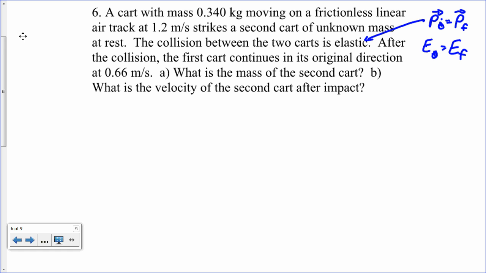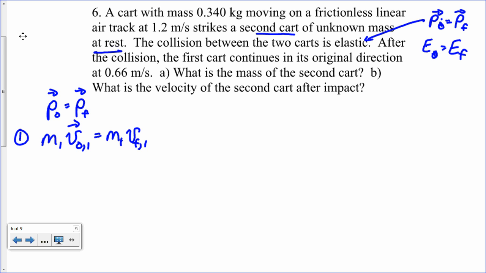All right, so I have two unknowns here. I don't know the mass of the second cart or the final velocity of the second cart. So I'm going to need two equations. I can create them by looking at the momentum, that is P naught equals P final, and then also the energy, E initial equals E final. All right, so equation one: P initial is just the first cart, so it's going to be M1 times V naught 1, because the second cart is at rest. I'm going to leave that out because it has zero velocity, so it doesn't contribute to the momentum. P final is going to be M1 V final 1 for the first cart plus M2 V final 2 for the second cart. All right, so that's my first equation.